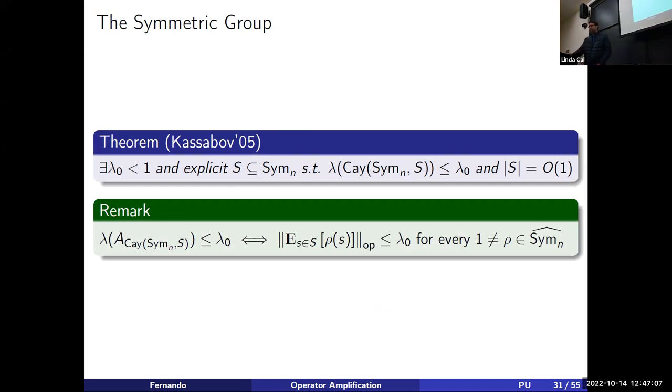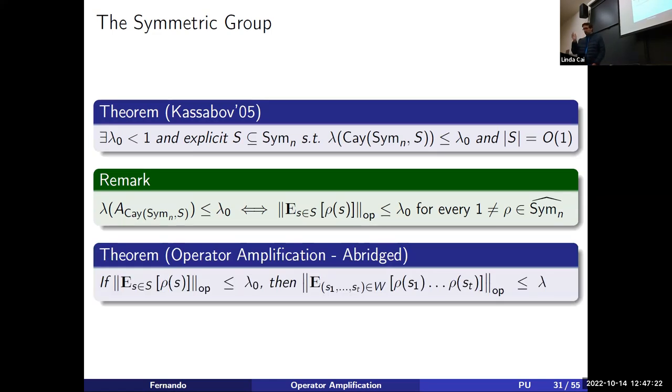Okay, so let's apply the rest. If you have an expander that's lambda naught, it means that all the non-trivial irreducibles, on average, have operator norm at most lambda naught, from what we've seen before, right? Now if you apply the operator amplification to all the irreducibles, the assumption is satisfied, it is at most lambda naught. But when you amplify, when you consider this collection of tuples, the operator norm becomes lambda, much smaller.